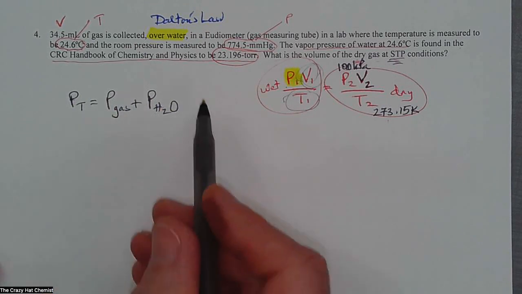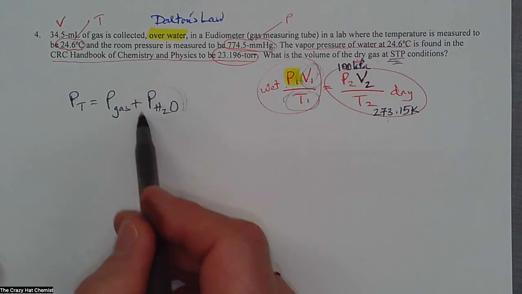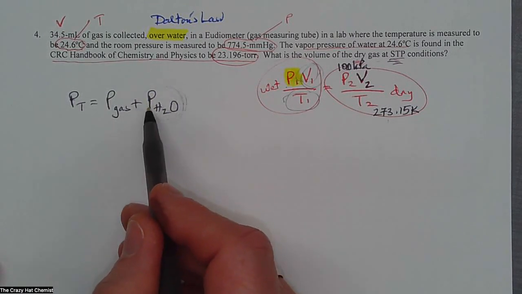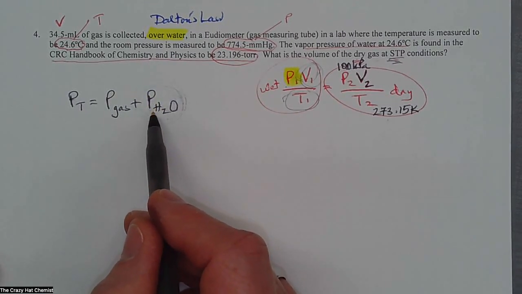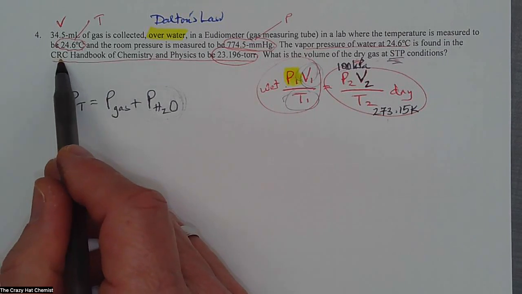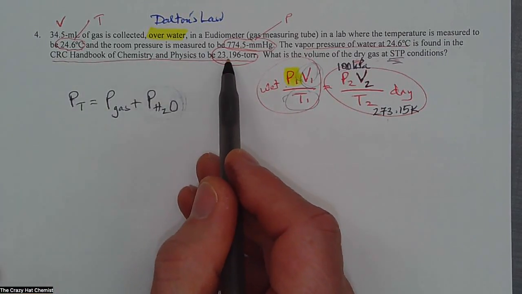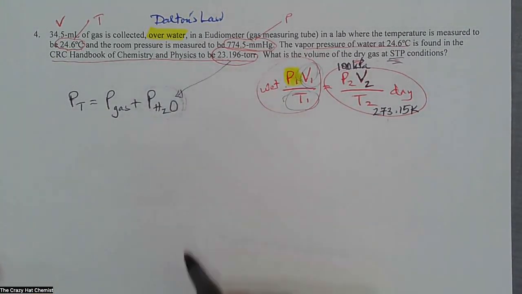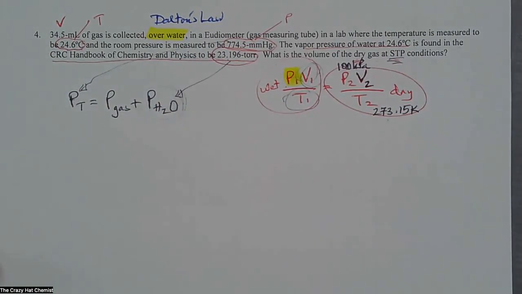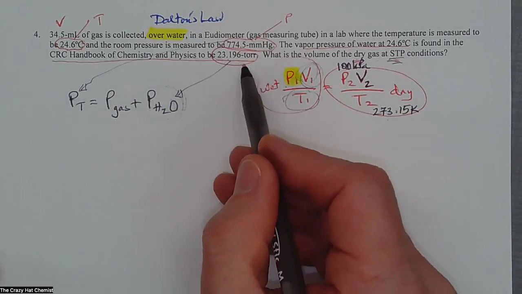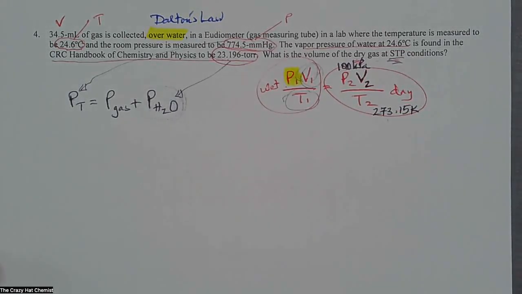And since this gas is collected over water, then one of the gases is water vapor. And this value, the water vapor, is always a tabled value from a table. And that's why it's the CRC Handbook of Chemistry and Physics. That's this value right there. Then the other pressure here is the total pressure. That's this one right there. Okay, but I need to have them in the same set of units.